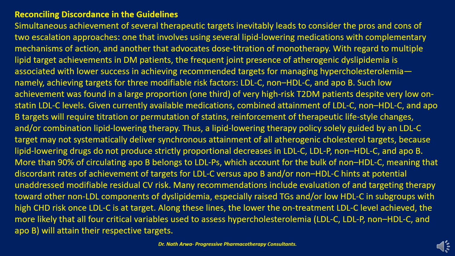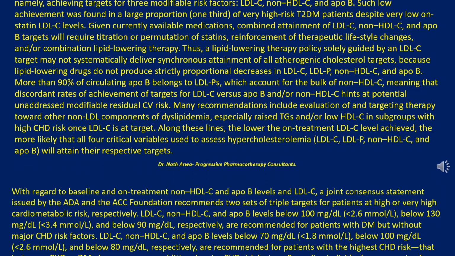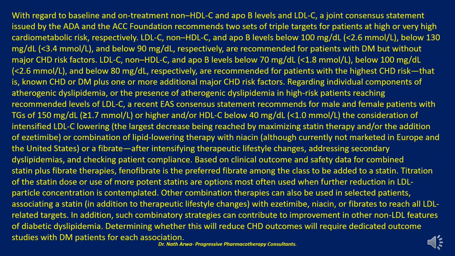Along these lines, the lower the on-treatment LDL-C level achieved, the more likely that all four critical variables used to assess hypercholesterolemia, LDL-C, LDL-P, non-HDL-C, and ApoB, will attain their respective targets. With regard to baseline and on-treatment non-HDL-C and ApoB levels and LDL-C, a joint consensus statement issued by the ADA and the ACC Foundation recommends two sets of triple targets for patients at high or very high cardiometabolic risk, respectively.